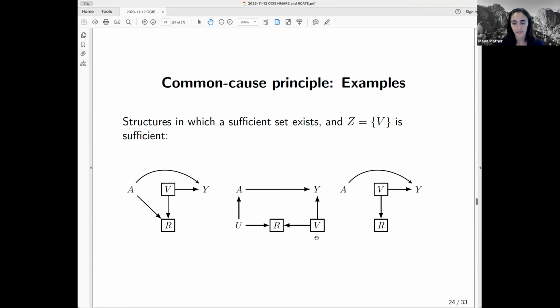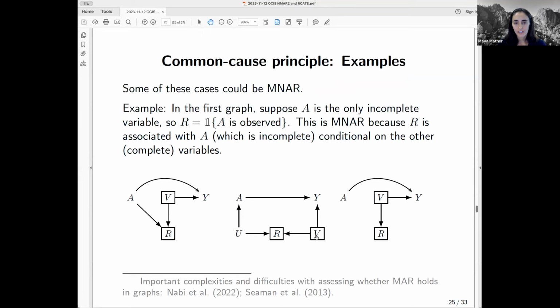Now, this is interesting when we think back to the issue of missing data, because some of these cases could actually be missing not at random. So for example, in this first structure here, suppose that just for simplicity, A is the only incomplete variable. Well then, R, the complete case indicator, is also just an indicator for whether A is observed. And heuristically, and glossing over some important details, this is a missing not at random scenario, essentially because R is associated with an incomplete variable A, conditional on the other variables, which are complete. Now, I just want to point out that there are some really interesting complexities and difficulties with assessing whether MAR holds in graphs. And so if you're interested in this, I encourage you to take a look at these two papers, which are really interesting.